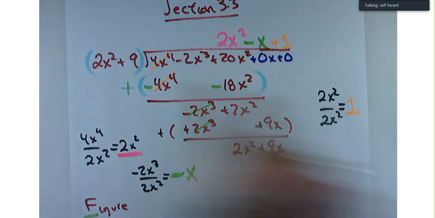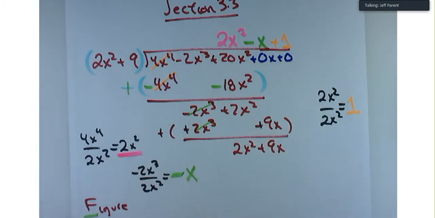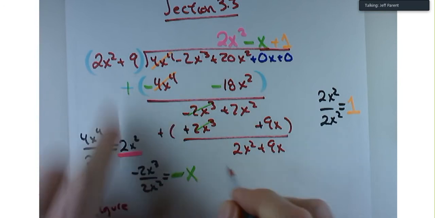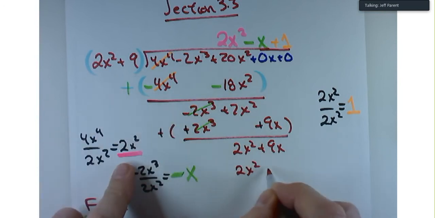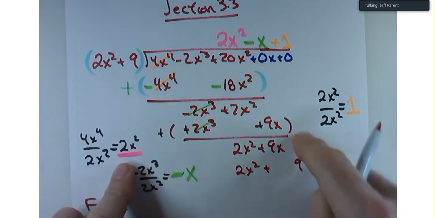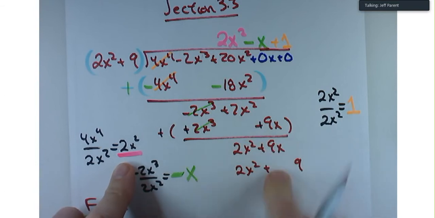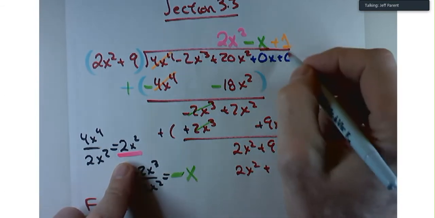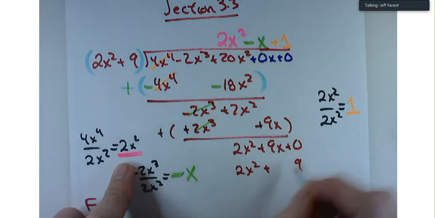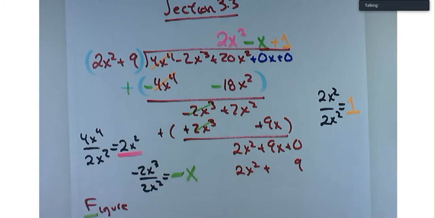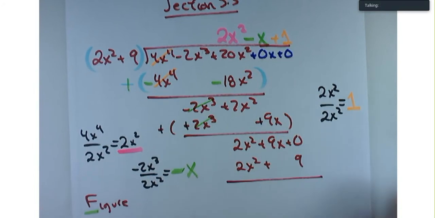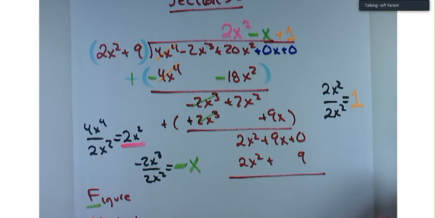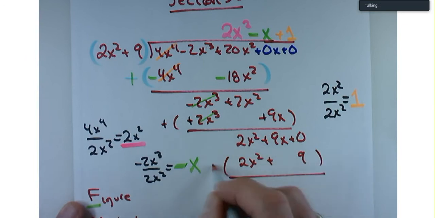1 times that is simply going to be 2x squared plus 9. But notice I don't write the 9 underneath the 9x because they're not like terms. If I look at this step, I can bring down a 0 because those are like terms. But what do I got to do now? Father, mother, sister. That would be the subtract step.